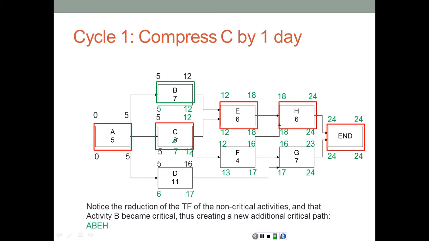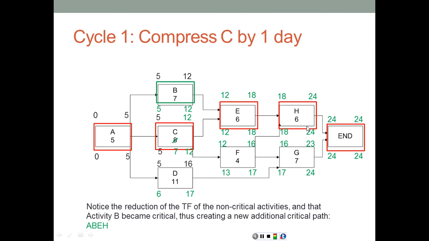So now let's look again at the cost of compression. In order to compress these two paths at the same time by the same amount, we can either compress activity A by itself because it's joint between the two, or we can compress activity E by itself, or we can compress activity H by itself. Therefore, A, or B and C together, or E by itself, or H by itself.